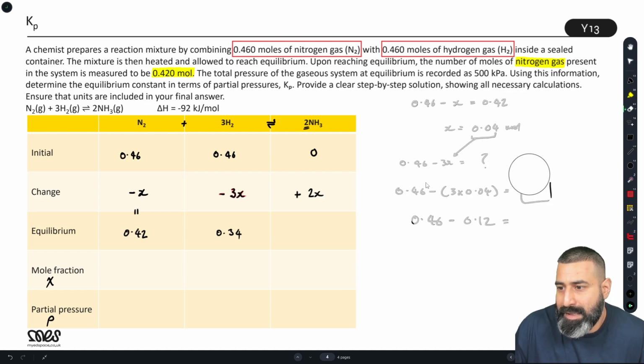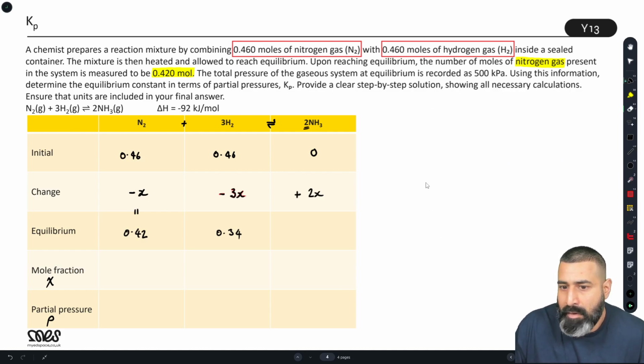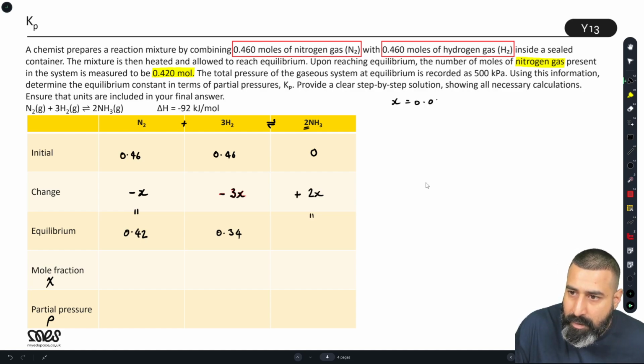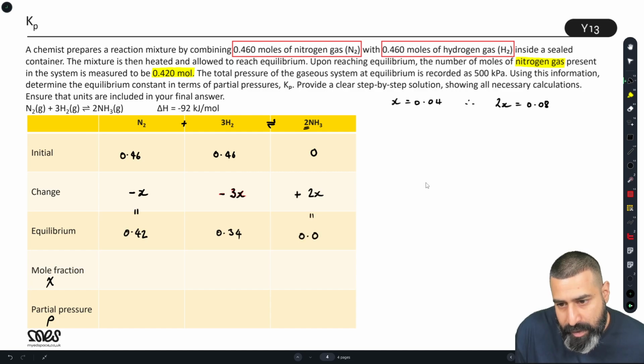Okay, and then we'll do the same for the last one. So we're reading this as 0 plus 2x equals what? Well, we know that x is 0.04. So 2x is equal to 0.08. So this is equal to 0.08.